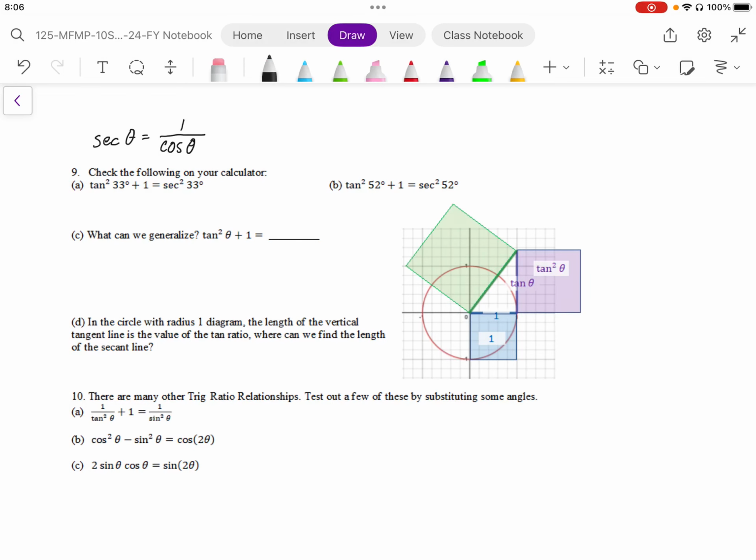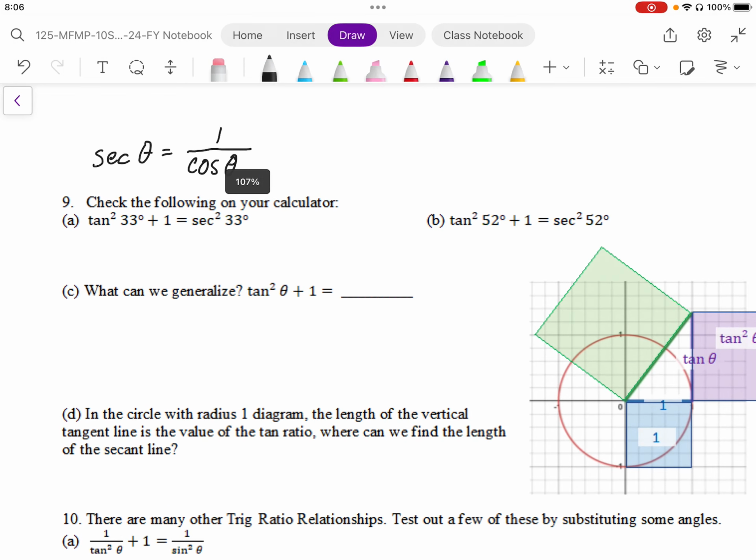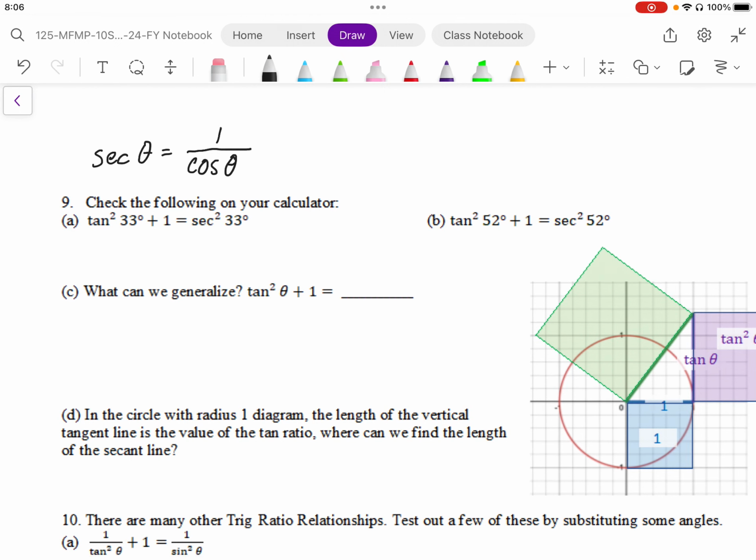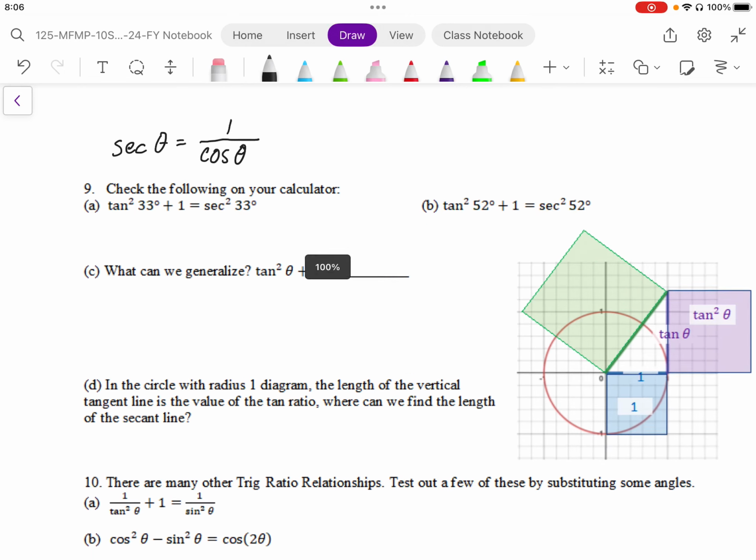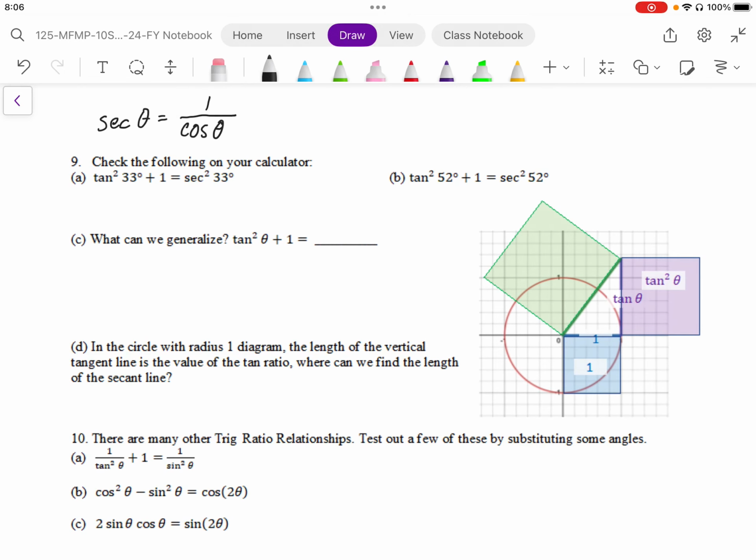In question number 9, we have to first establish the secant ratio. And the secant ratio is essentially the reciprocal of the cosine, or 1 over cosine. Now, using that ratio, if we test tan squared 33 degrees plus 1, we'll see that that will be the same as secant squared 33. And the same for tan squared 52 plus 1 is going to give us secant squared of 52 degrees.